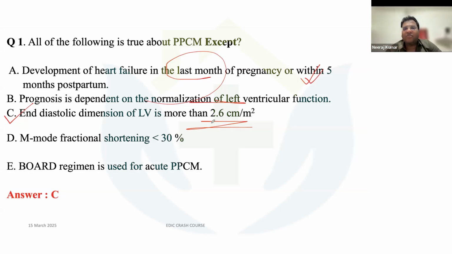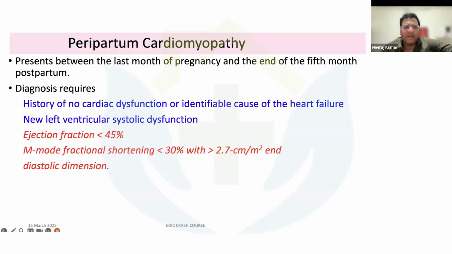And then the in-diastolic dimension cutoff is wrong. On M mode echo, if fractional shortening is less than 30%, the patient has a diagnosis of PPCM. And BOARD regimen is used for the treatment of PPCM. BOARD basically stands for bromocriptine, OCP, then aspirin, like that. Then you have to decrease that, ritodrine, and then diuretics. So this is all about treatment for acute PPCM. You can read that BOARD regimen later on also.